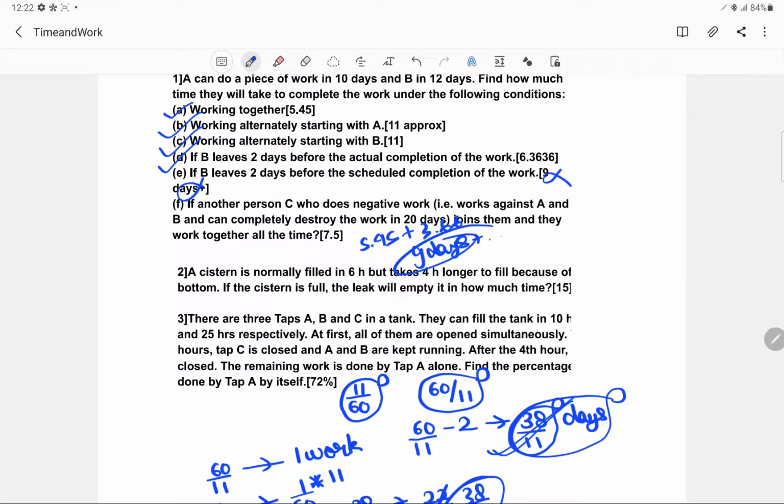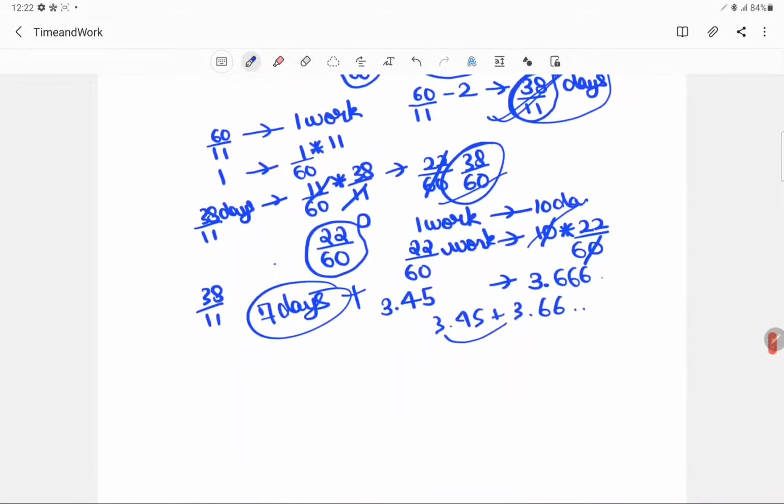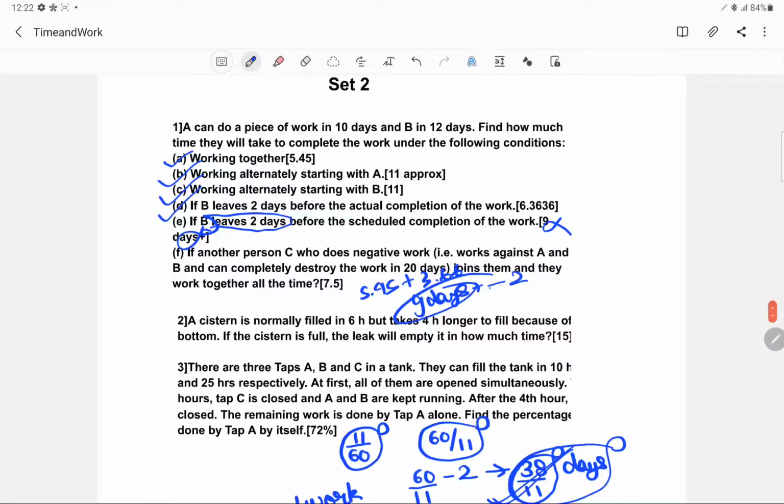Because it is actually leaving 2 days before, this had to be subtracted from that, and this would be close to 7 days plus. So this answer is correct. You can correct it here. I'll correct it here, that it is actually 7 days plus. You calculate the exact value. I'm just doing it in approx work.